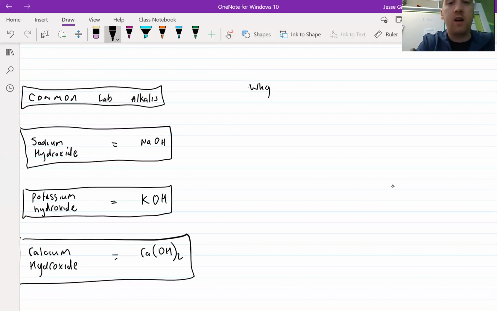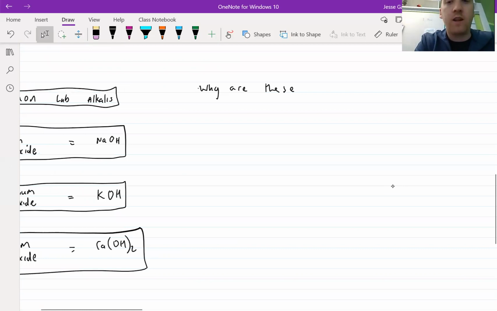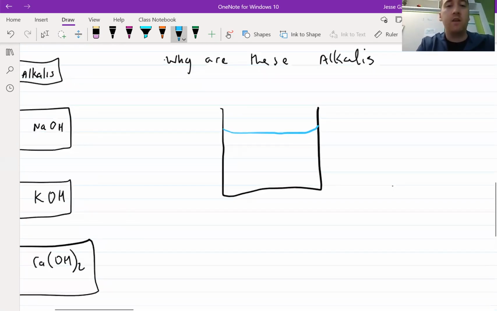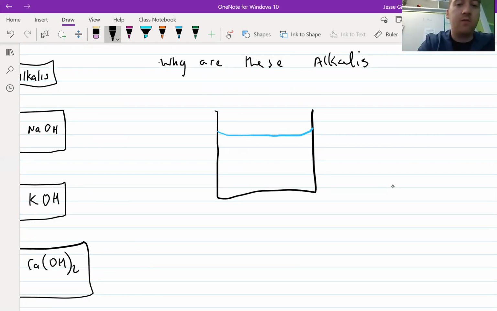So why are these alkalis? And you'll be glad to know that it's a similar idea to why the first ones were acids. So we'll take our container again, and in our container, we're going to put water. You'll notice that water is really important here. Water is necessary for things to be acidic or alkaline. So we take our water and we put it into a beaker or any container. This is our H2O, which of course is a liquid, H2O (l), L for liquid. Take our water, put it in the container.